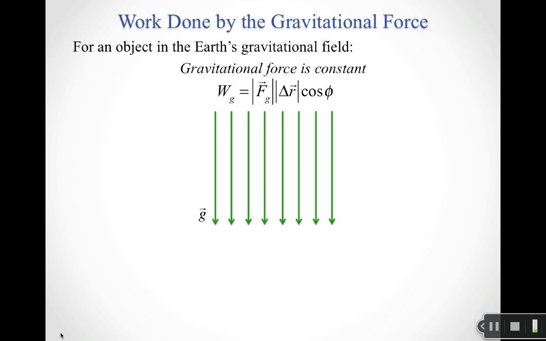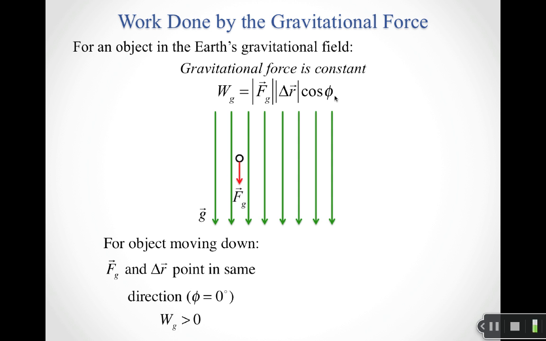So we've talked about how to calculate the work done by a constant force. And the constant force that we know best is the gravitational force near the surface of the Earth. Using our equation to calculate the work done by a constant force, the work done by the gravitational force is equal to the magnitude of the gravitational force times the magnitude of the displacement that the object moves through times the cosine of the angle between those two vectors.